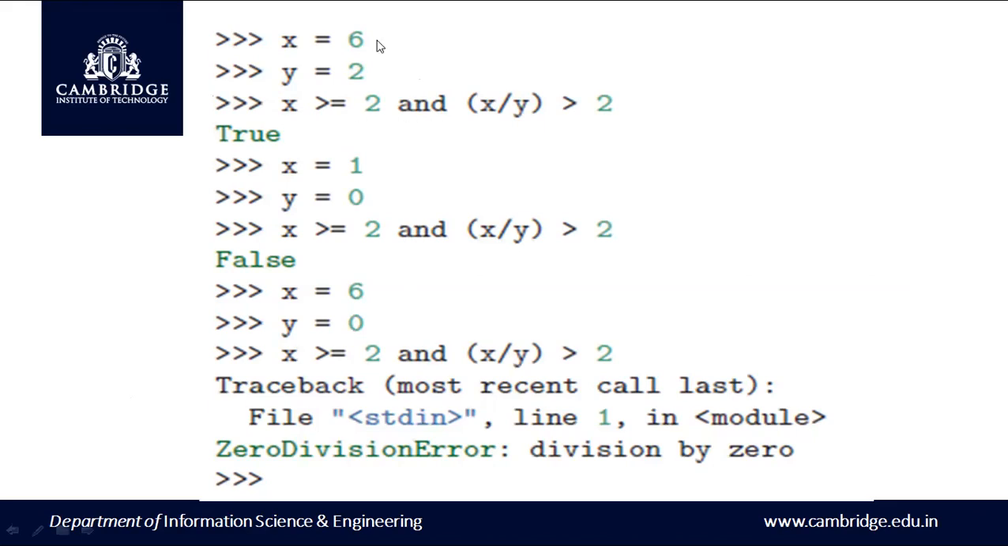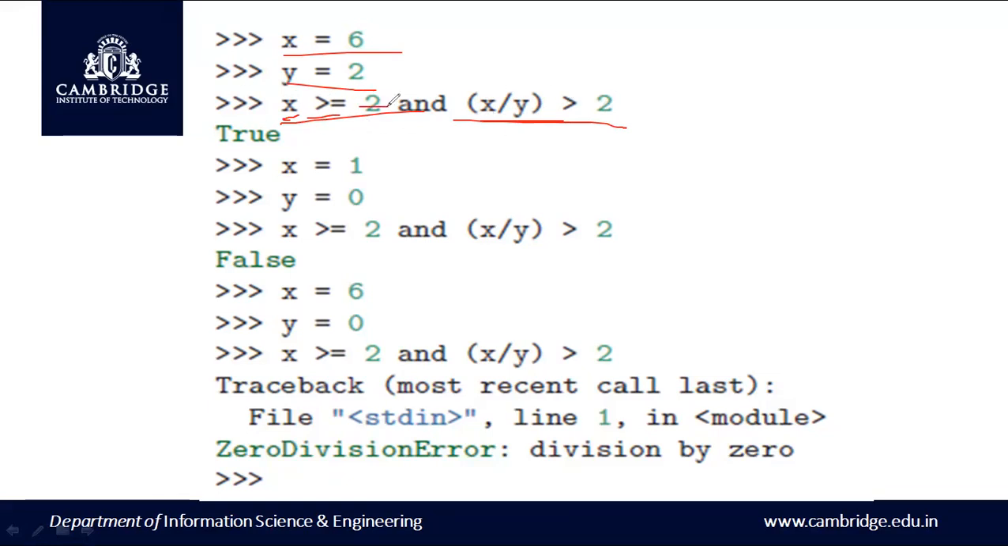This is the example for the previous explanation. Here you can see x >= 2 and x / y > 2. These are the two expressions that have to be evaluated. Here the value of x is 6 and the value of y is 2. The first expression is true because 6 is greater than or equal to 2, so it goes to the next expression, x / y > 2. That is 6 divided by 2, which is greater than 2. Yes, that is also true.